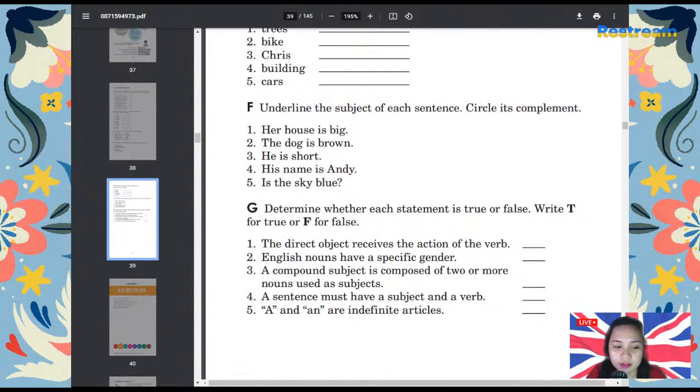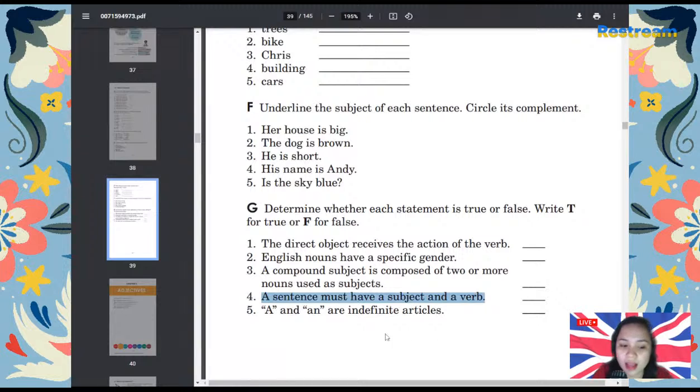Number four. Okay, 3 minutes left. A sentence must have a subject and a verb. Is that true or false? I keep on mentioning this earlier about this sentence. So what do you think? True or false? Yes, it is true. Always remember this: a sentence must consist of a subject and a verb. With just a subject and a verb, that is an entirely complete sentence already.